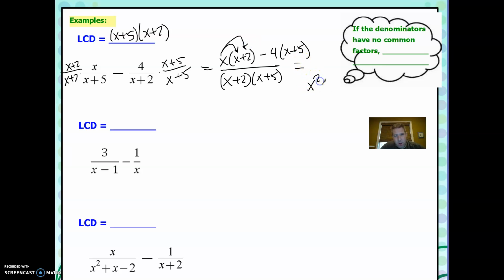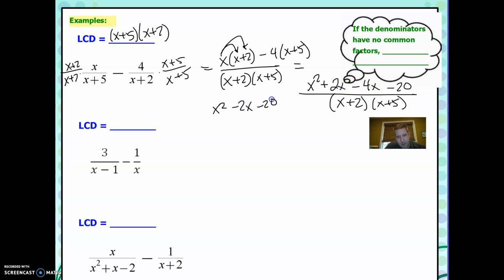So we have x squared plus 2x minus 4 times x is 4x. Also, negative 4 times 5 is also negative 20. Over x plus 2 over x plus 5. Now, some of this can be cleaned up a little bit, so our answer is actually going to be x squared minus 2x minus 20 over x plus 2 times x plus 5. And that's actually as far as we can go with this because the top cannot be factored again.